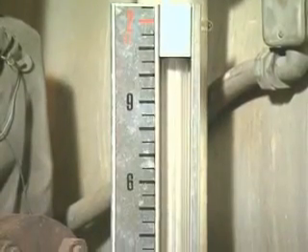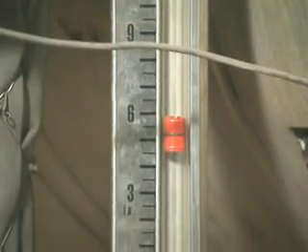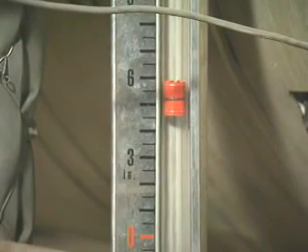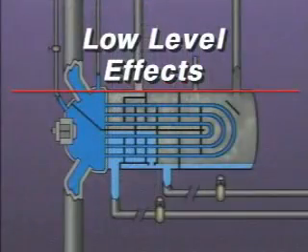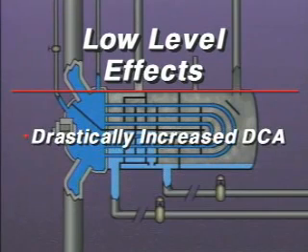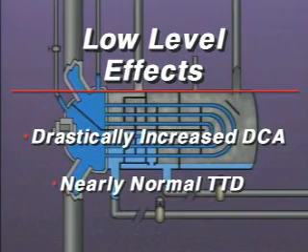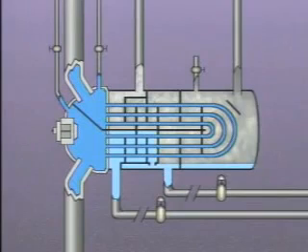If a heater's level is too low, steam is able to blow through the heater and out the drain. In turn, the flow of extraction steam increases, and this can cause erosion inside the heater and eventually tube failure. Because the low level allows steam to flow through the heater's drain cooler without condensing, a low level causes the DCA to increase drastically, while the TTD typically remains at or near normal.